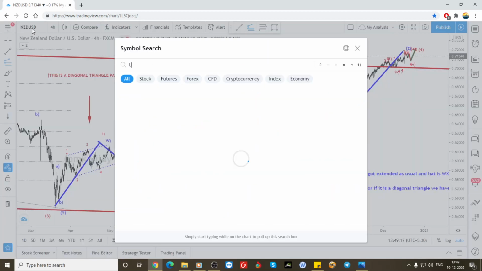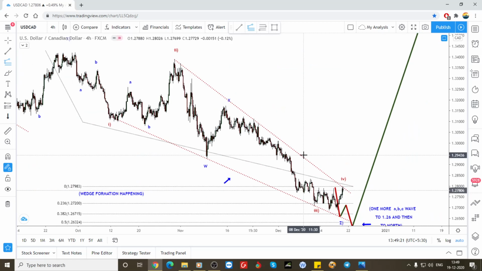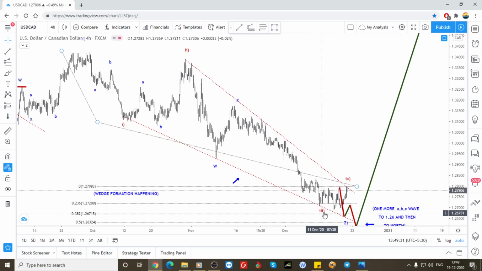And we will move on to USD CAD. So USD CAD and the DXY is all the same chart. There is no alternative view. So 1, 2, so W, this is the X. So Y is in that triangle formation.